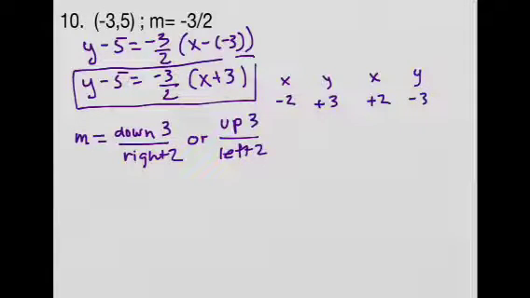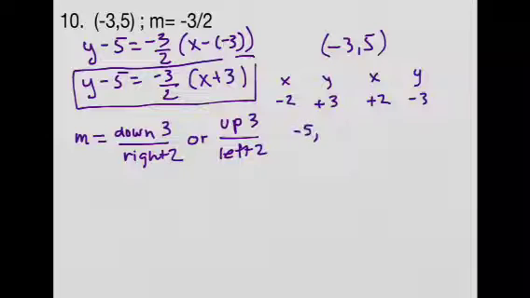Okay, so you choose. Since we started with negative 3, 5, if I follow this first rule right here, then that means I'm going to subtract 2 from negative 3, so that gives me negative 5. And I'm going to add 3 to the 5, which gives me 8. That's 1 point. If I follow this one right here, then I'm going to add 2 to the x, which is negative 1, and then subtract 3 from the 5, which is 2.